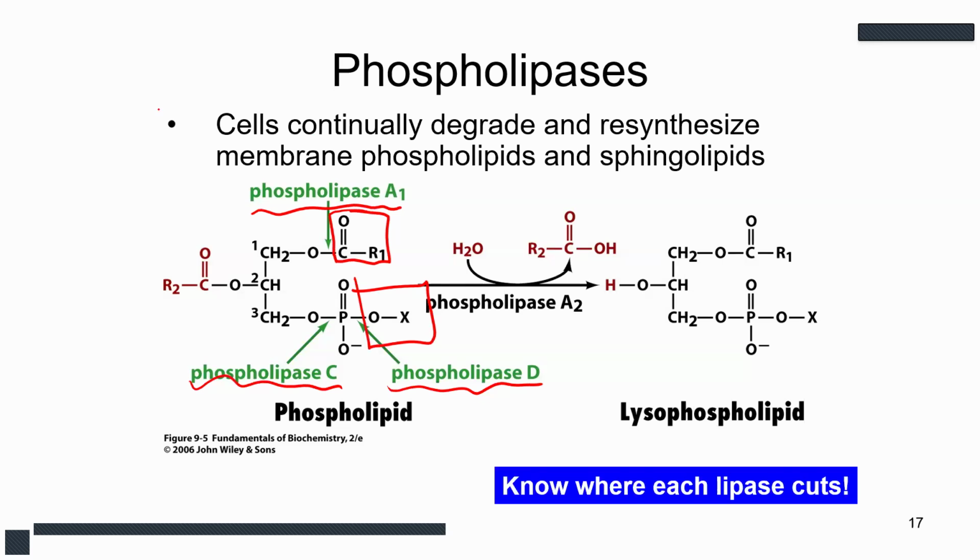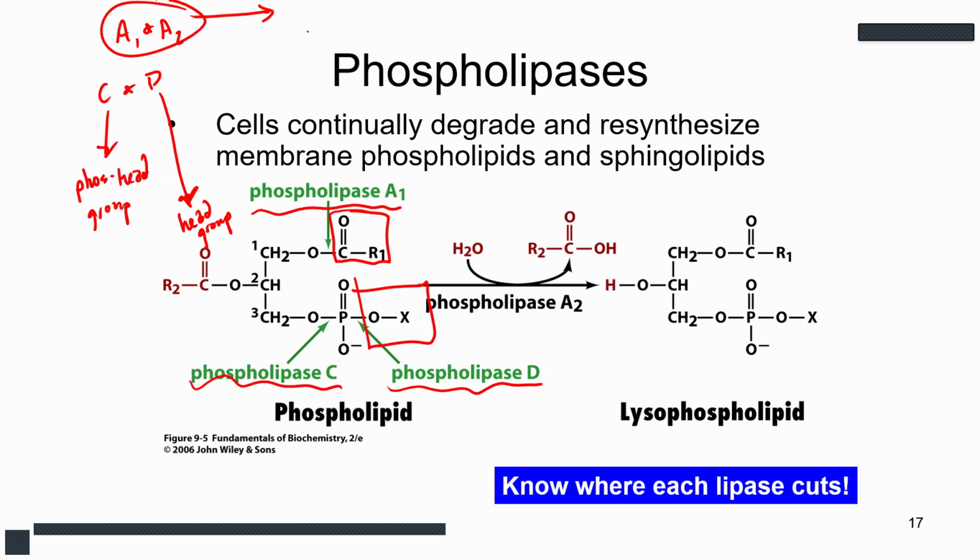What I would say is to think A1 and A2. They basically cut in the same location, but which carbon number is it? C and D: well, C, you're getting, I'm going to say, phospho head group, and D is just getting head group. A1 and A2, those two are going to release fatty acids.